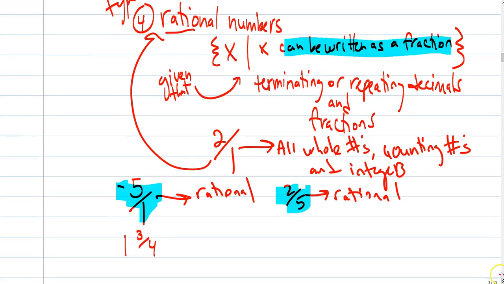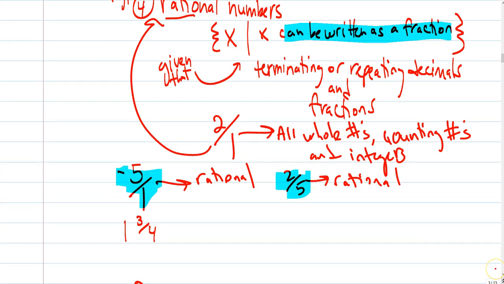Well, I could take 2/5 and I could take that fraction and turn it into a decimal. This we talked about before. This literally means 2 divided by 5. If I put a decimal on a 0, 5 goes into 2 four times. So that means if 2/5 is rational, so is 0.4.